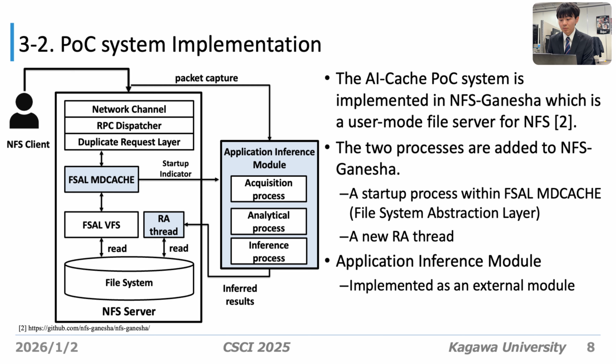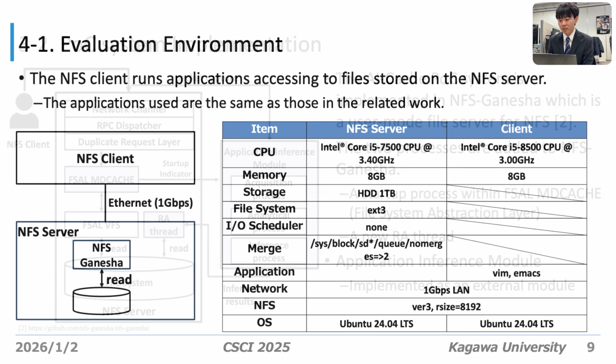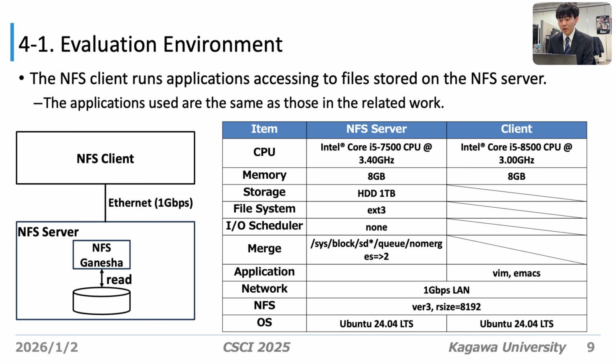From the next chapter, I evaluate the AI cache POC system. The AI cache POC system is evaluated in the following environment. The evaluation assumes an environment where the NFS server mounts a disk. We set the I/O scheduler to none and disable I/O merging to minimize scheduling effects. In this evaluation, the NFS client runs the application on files stored on the NFS server. The applications used are Vim and Emacs. They are the same as those in the related work.